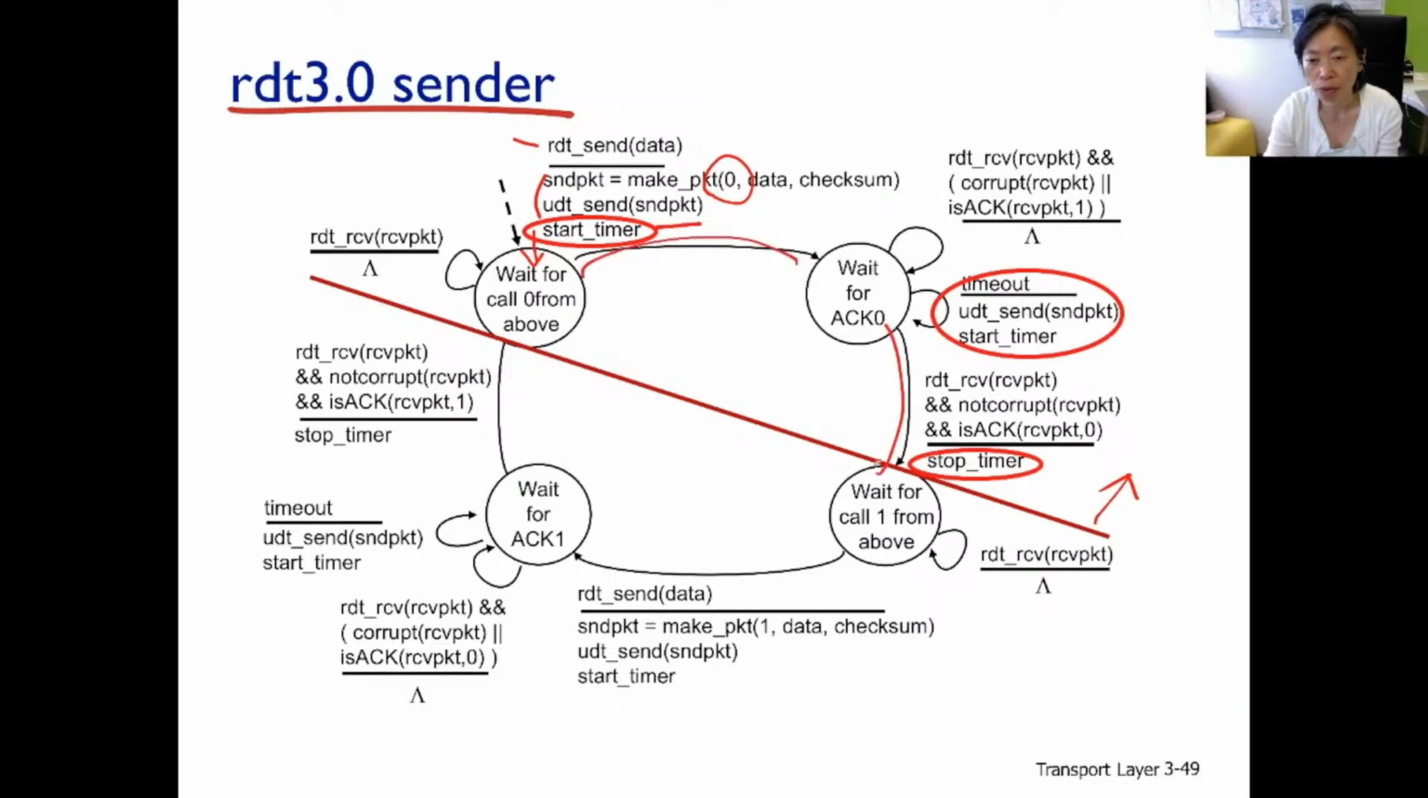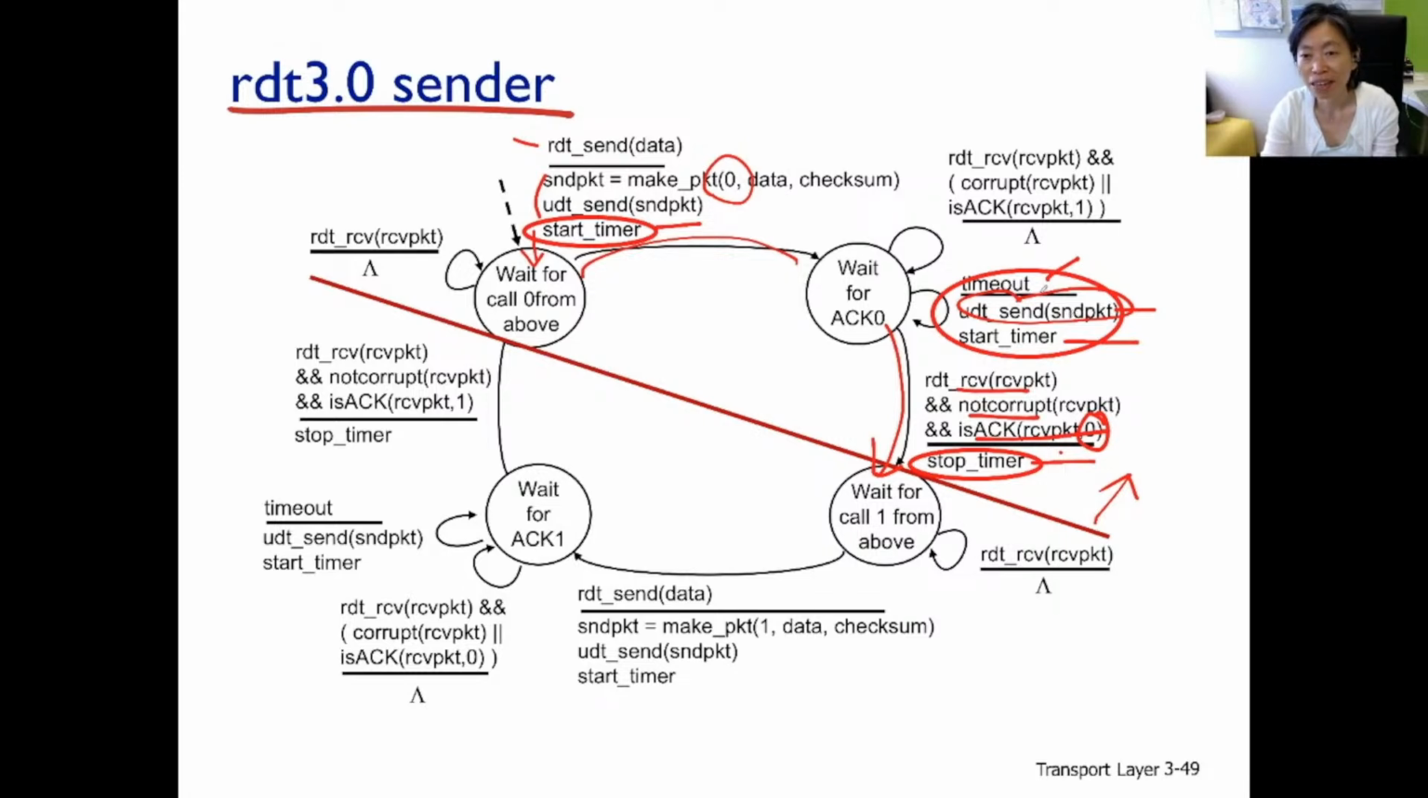If everything is going smoothly, receiving an ACK, it's not corrupted, and it's indeed ACK for 0, then what? Stop timer. Now, if things don't go all that well, and the timer expires, then retransmit the packet and start the timer again. Because, hey, we just sent the data again, so the timer needs to be refreshed.